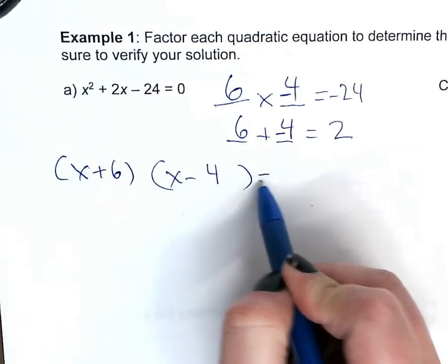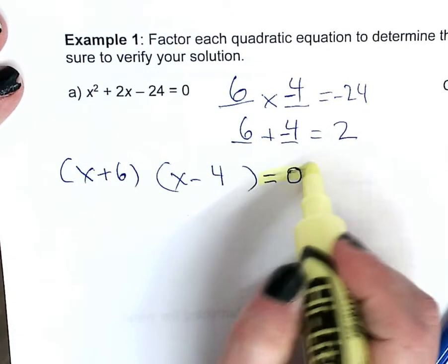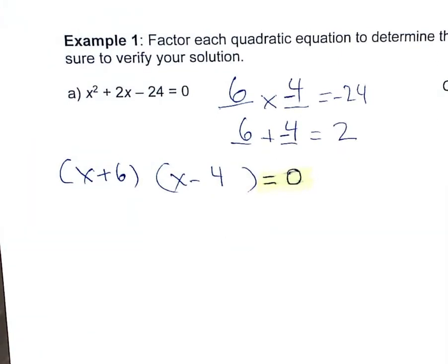And don't forget to make it equal to 0. This part's extremely important, that we still make it equal to 0. Okay? So it must equal 0. So if we look at each bracket, we're trying to figure out what can we put in for x that will make this whole expression 0.